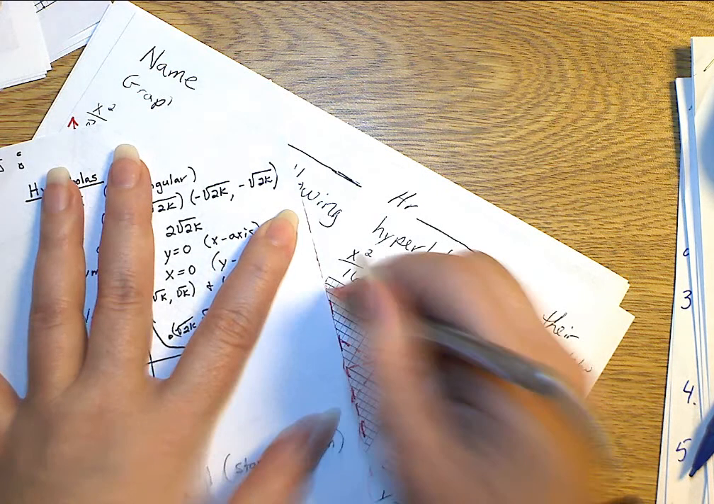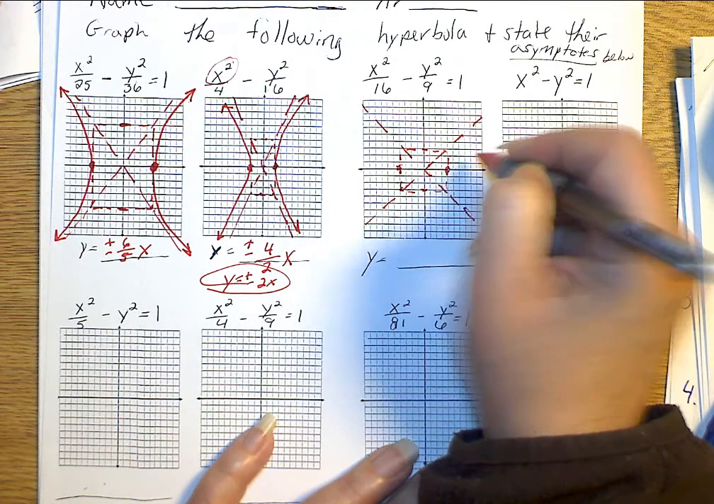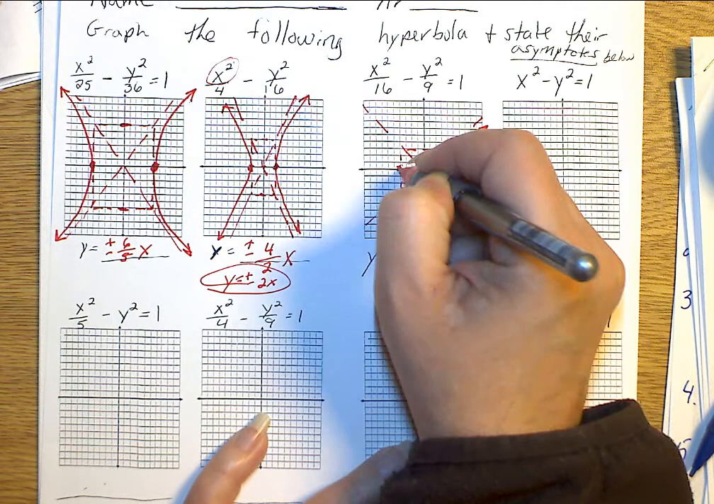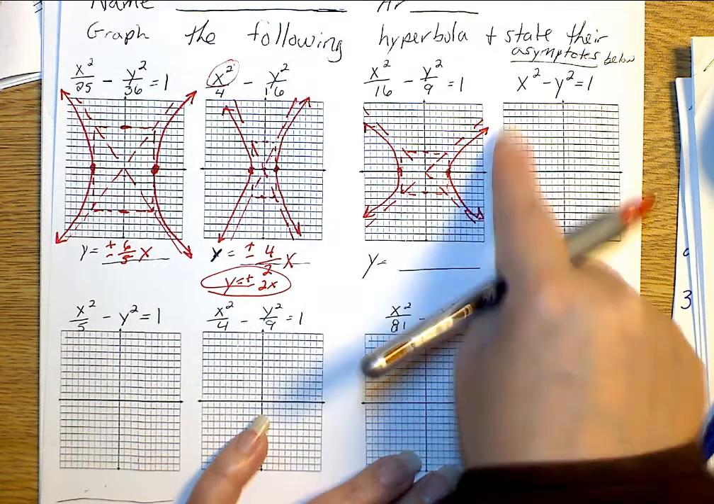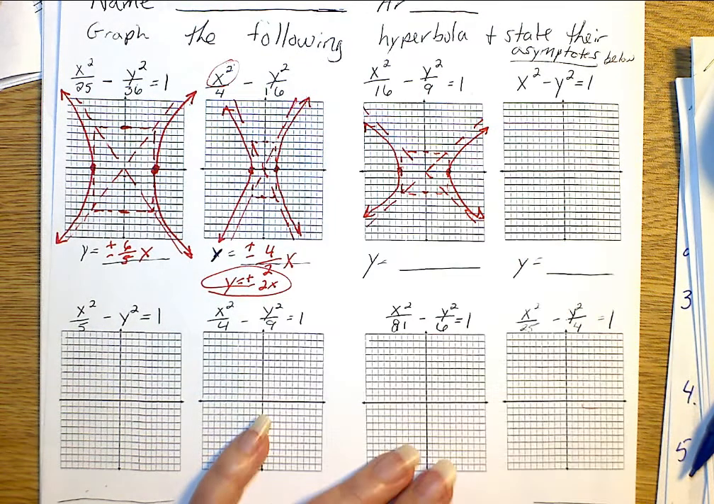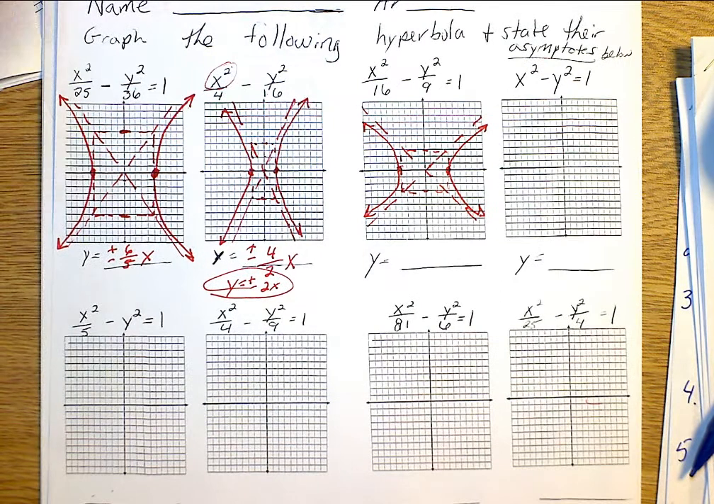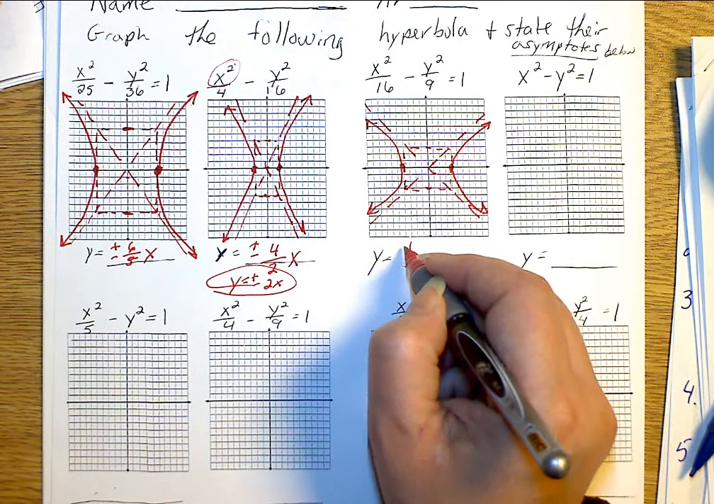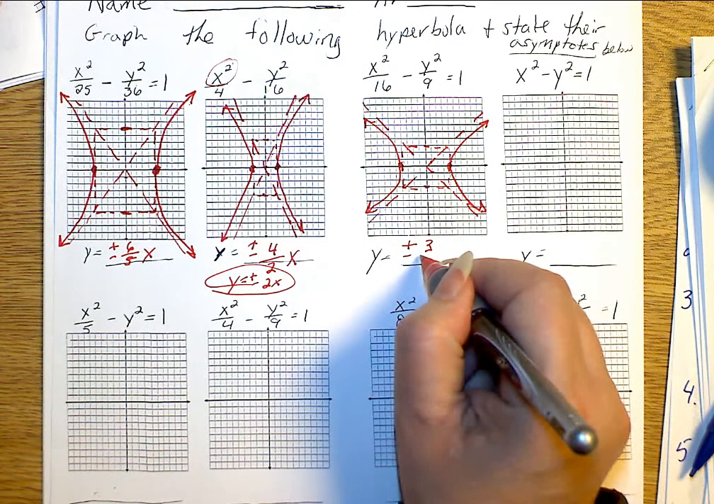So, and then it's still gonna be here. The thing that makes it on the x-axis is that x is first. And that's the only type we're going to do in Algebra 2. And so on your asymptotes, it would still be y is equal to plus or minus b, which would be 3, over a, which is 4, x.